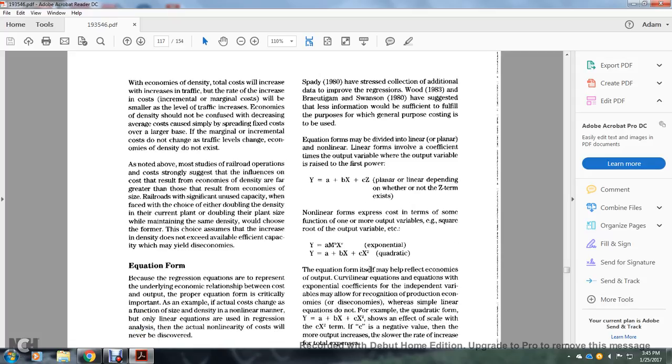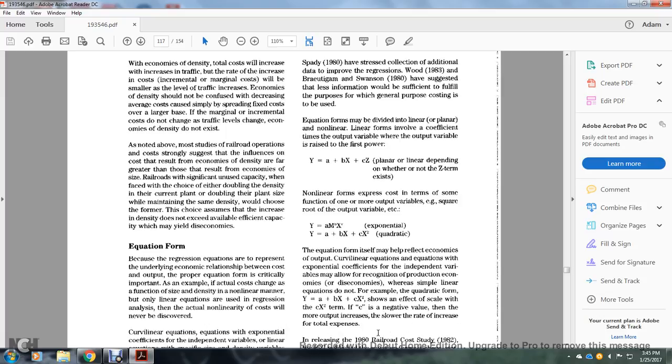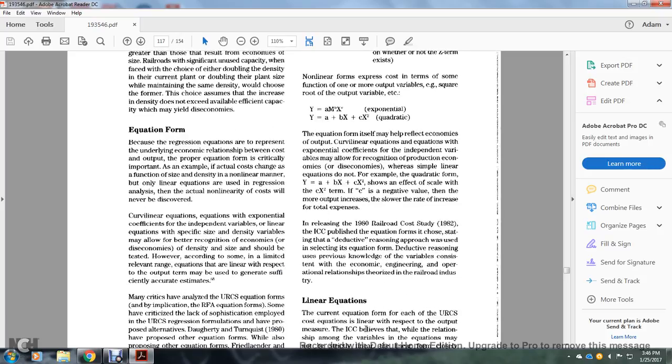The equation itself must help reflect the economies of output. The coefficients of the independent variables in the equation may allow the recognition of economies, where similar linear equations do not. For example, the quadratic formula y equals a plus bx plus cx squared shall affect the scale within the cx squared term. If c is a negative value, then the more output increases, the slower the rate of increase of the total expense.